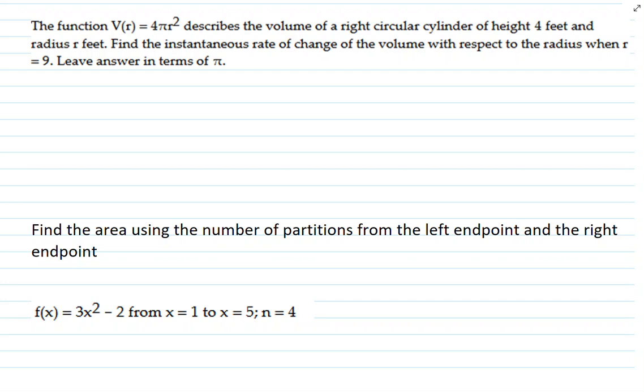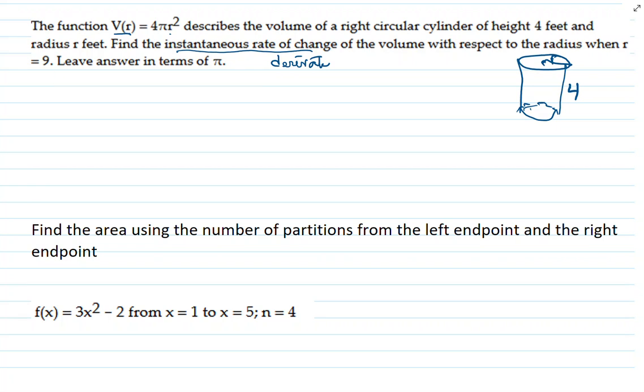Okay, so here we have a formula, and it is the volume in terms of radius: 4 pi radius squared. It describes the volume of a right circular cylinder. Okay, it's one of these guys. I did one of these in our class. This is 4, and this is my radius. Height 4 and a radius r. Find the instantaneous rate of change, that means derivative, of the volume with respect to r when r equals 9. Okay, leave it in terms of pi.